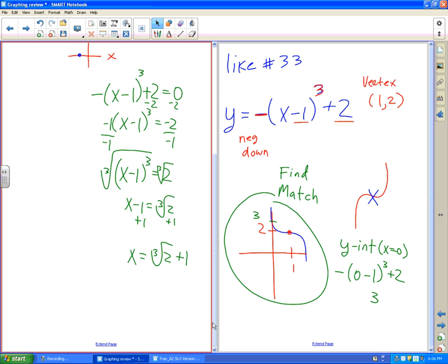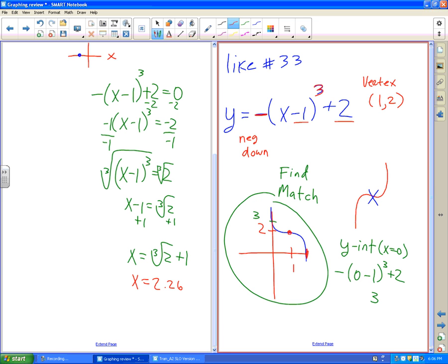And if I type that in the calculator, you get roughly 2.26. So that would be the x-intercept. Roughly right there is 2.26. And that should be enough to find the match.